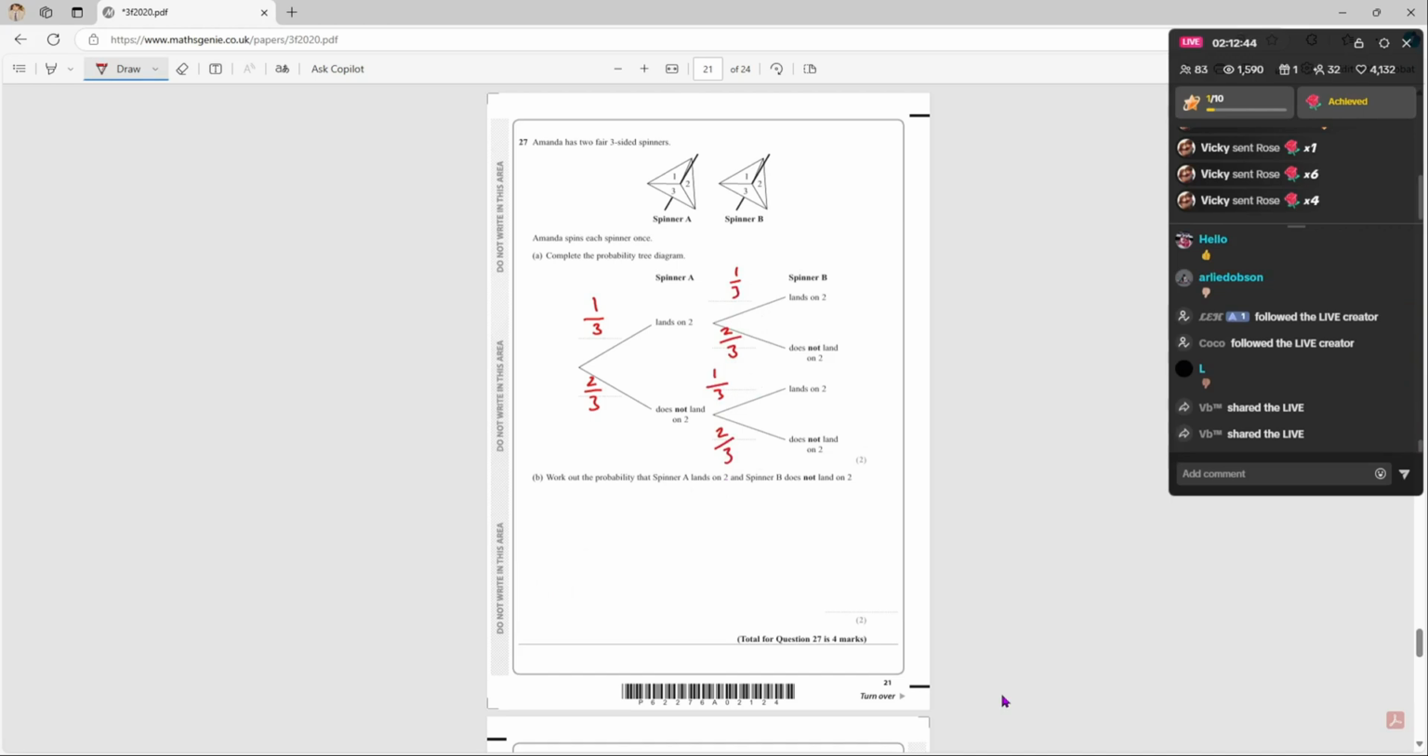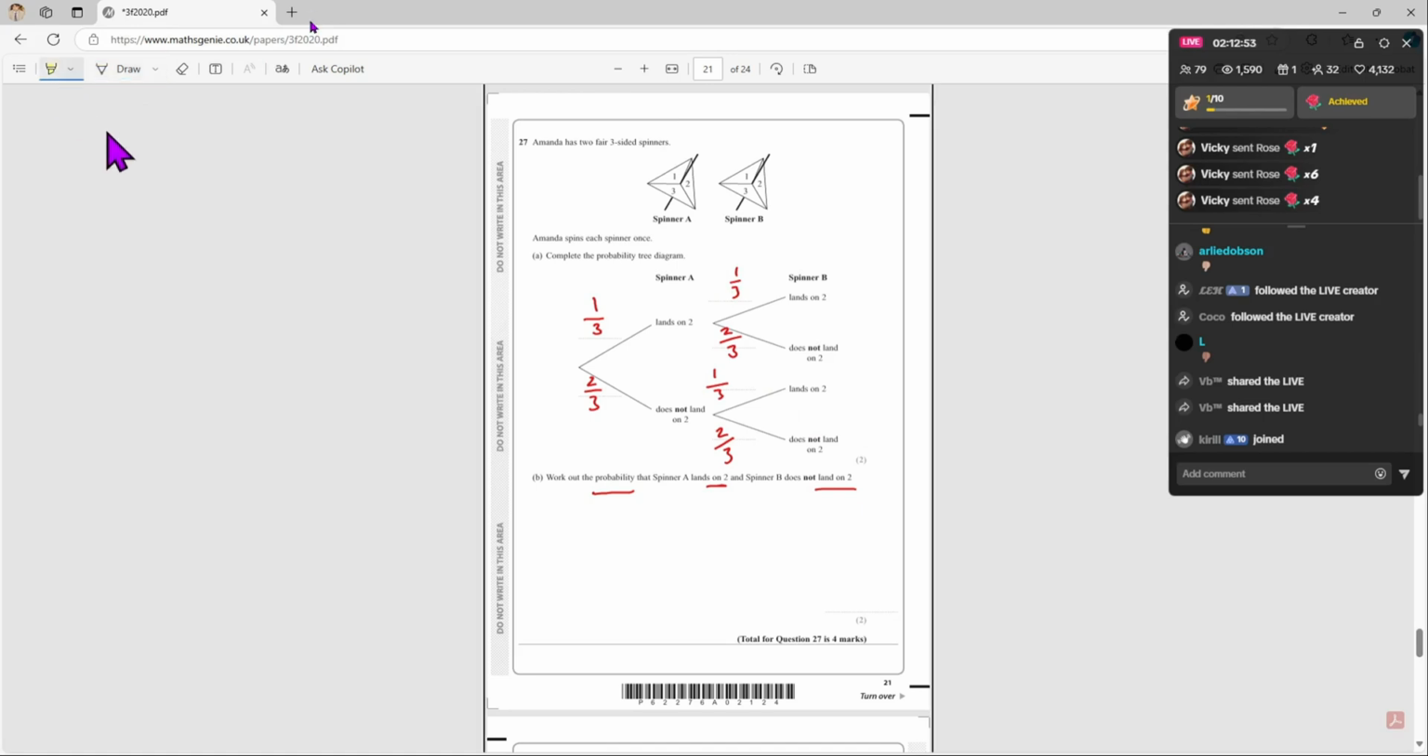Now for part B, we are asked to work out the probability that spinner A lands on 2 and spinner B does not land on 2. So we have to look at what route of the probability tree diagram we have to take. Spinner A lands on a 2, so we go from here, and then spinner B does not land on 2, so we go from here to here. So you have to work out the probability of getting a 2 and then not a 2.